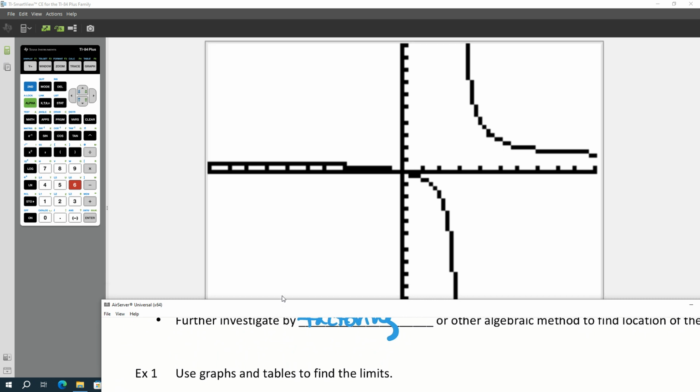All right, so let's start with the graph, and then we'll talk about the table. We are going to approach 3 from the left side. I'm just going to do a little graph. So from the left side, what do you think the graph is approaching? Negative infinity. We're approaching 3 from the left. The graph is falling, falling, falling. So that's negative infinity.